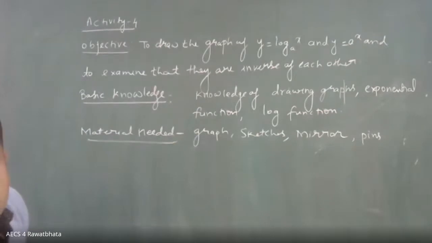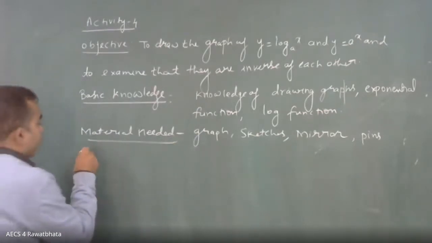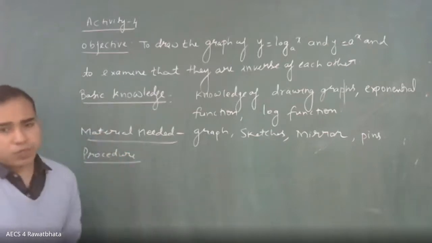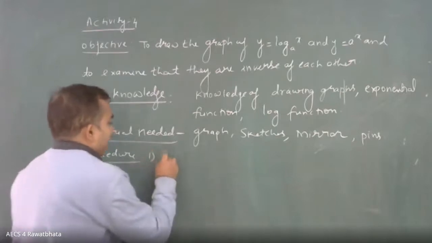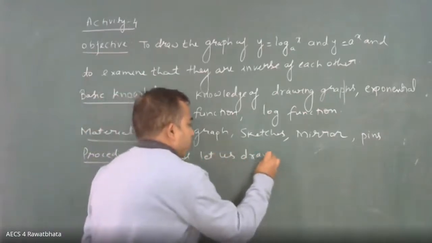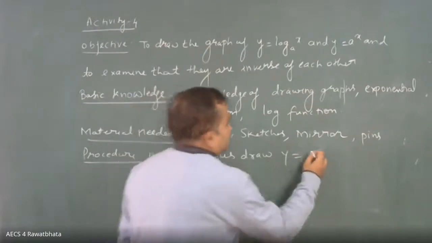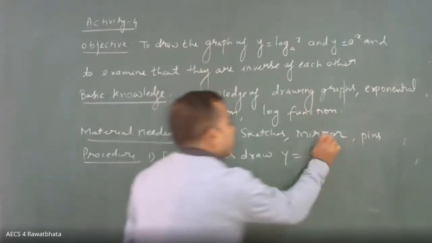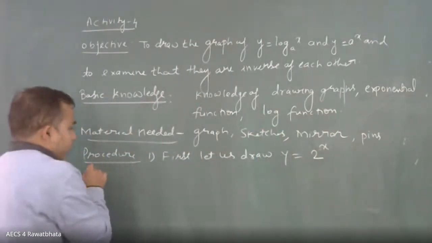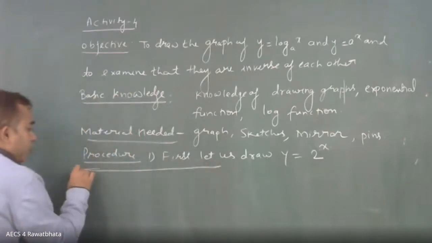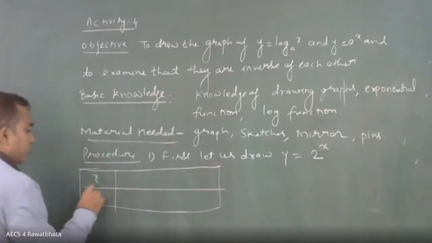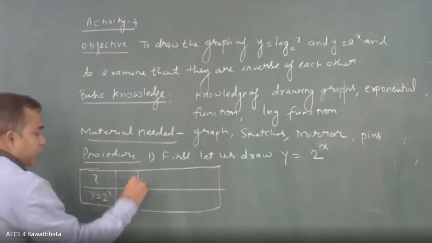Now, procedure. What we do, we draw both the graphs. So first, let us draw y equal to a raised to power x. Any particular example we'll take, 2 to power x, suppose. To draw 2 to power x, what you need to do? You need to find out various solutions. This is x, this is y, equal to 2 raised to power x.